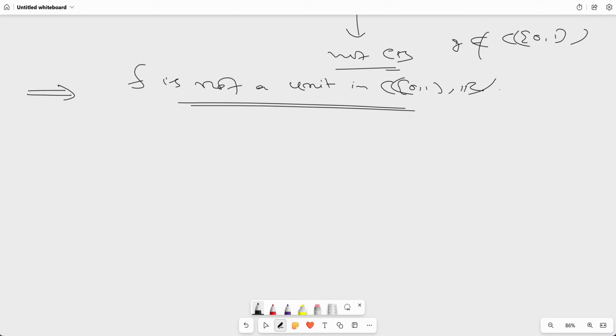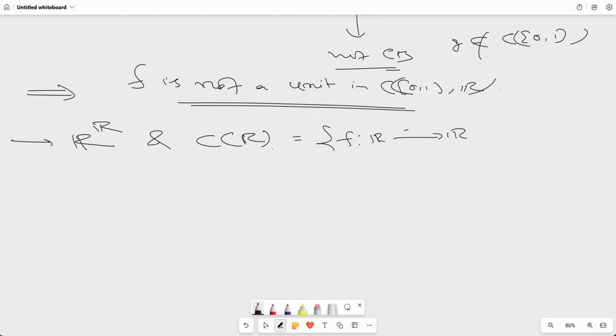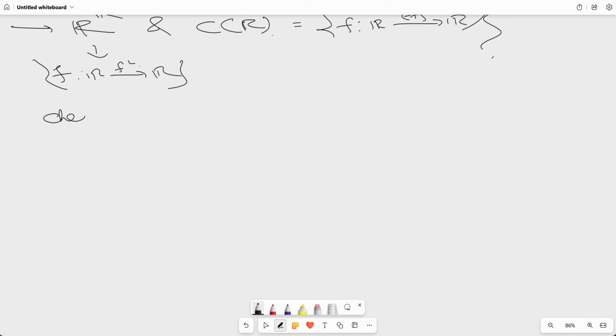I think I have to do one more example, so let's deal with two rings, which are R to the power R, that means the set of all functions from R to R, and C(R), the set of all continuous functions from R to R. This is f from R to R continuous, and this is f from R to R just a function, right? Check. I'm giving you an exercise.